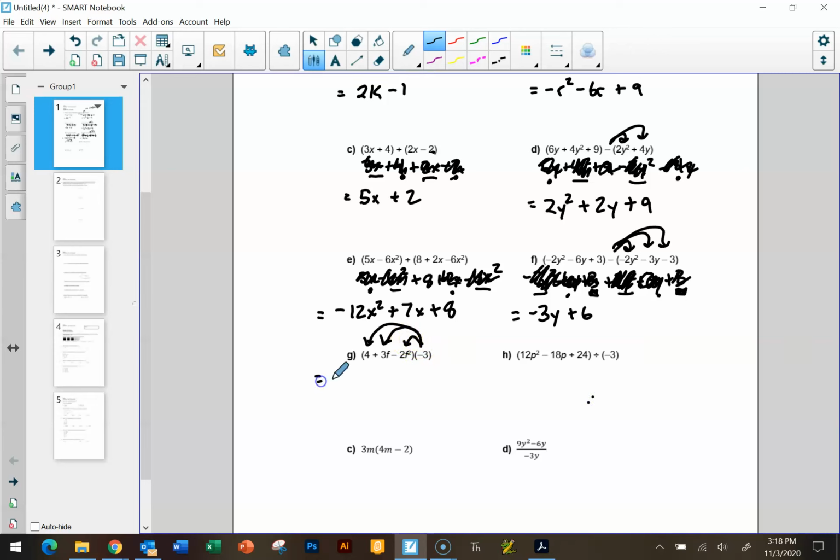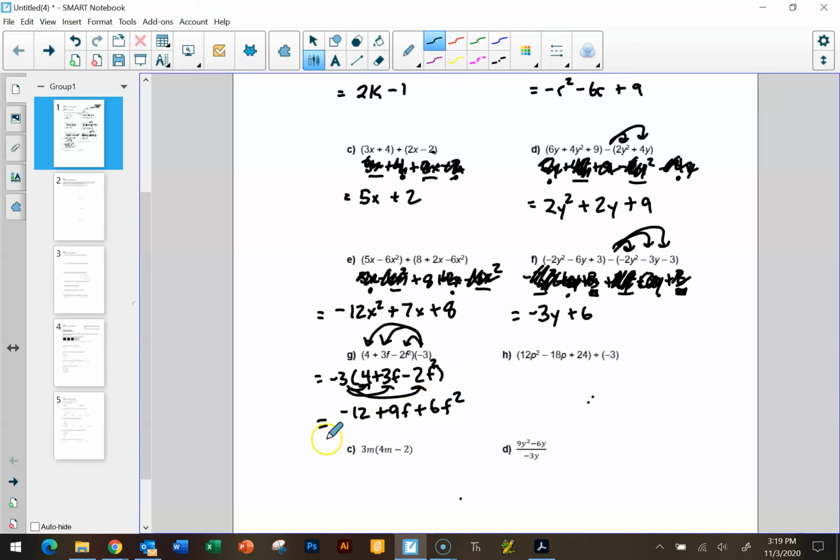And if it makes it easy for you, it's no problem for you just to quickly swap it around and put that negative 3 out front. If that makes it easy for you, no problem. So I got a negative 3 times a negative 4 is going to be a negative 12. I've got a negative 3 times a 3f is going to be a positive 9f. And I've got a negative 3 times a negative 2f squared. Negative times negative will be a positive 6f squared.